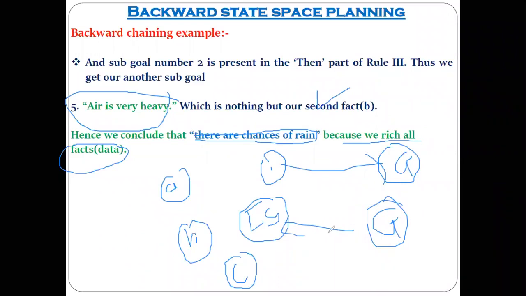One important comparison we have seen here is that forward state planning is a data driven method. Yes or no? Yes. And backward state planning is a goal driven method. Now the question can be asked in a different way: describe why backward state planning is called a goal driven method. What will be your answer? Your answer will be that the initial state is the goal. It is our second example that we have seen, starting from the goal and reaching the initial state. Understood these two points? These are very important.